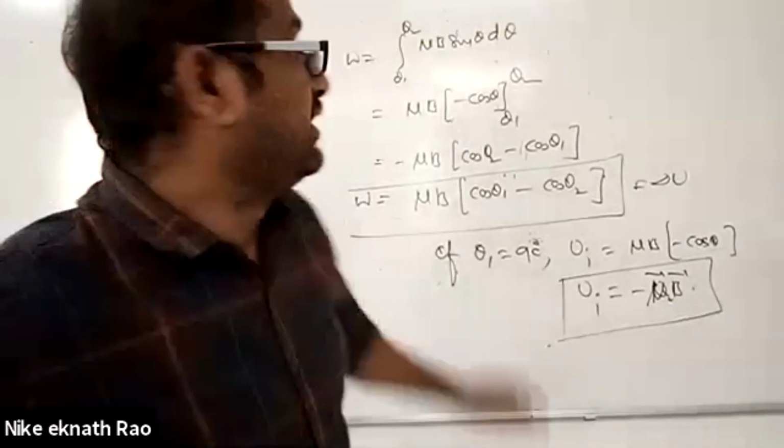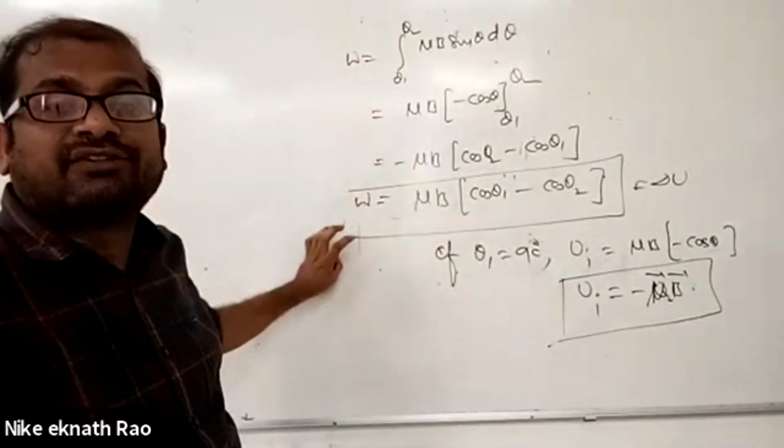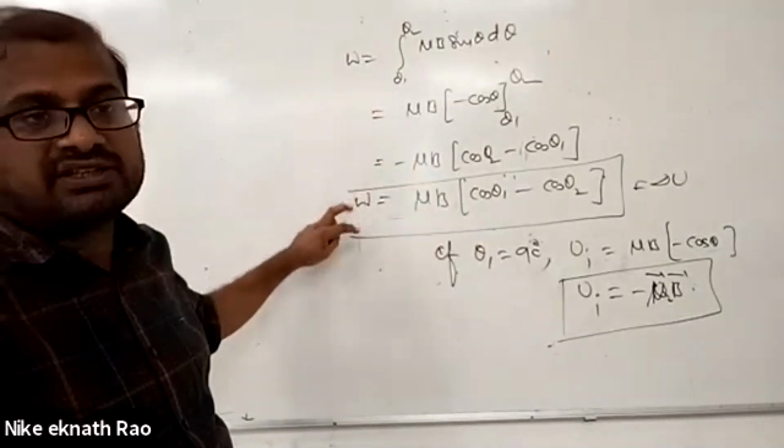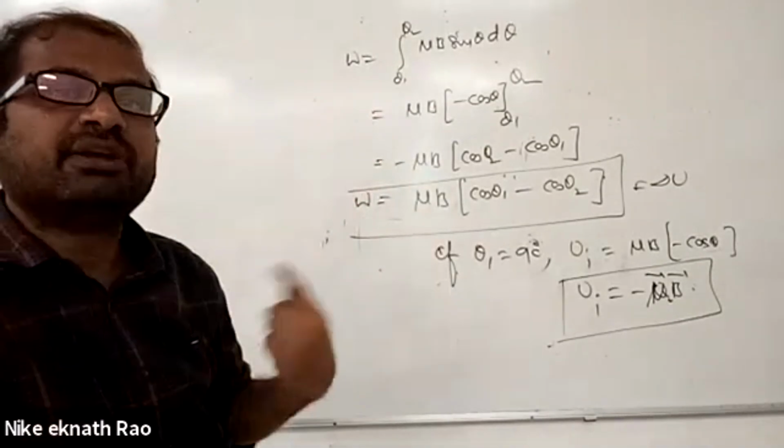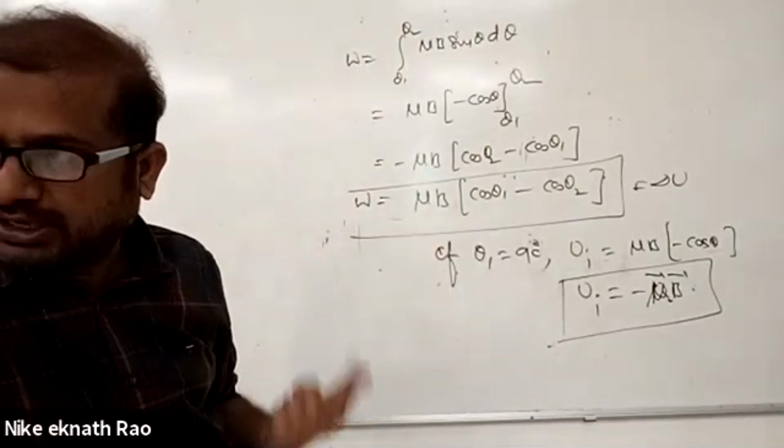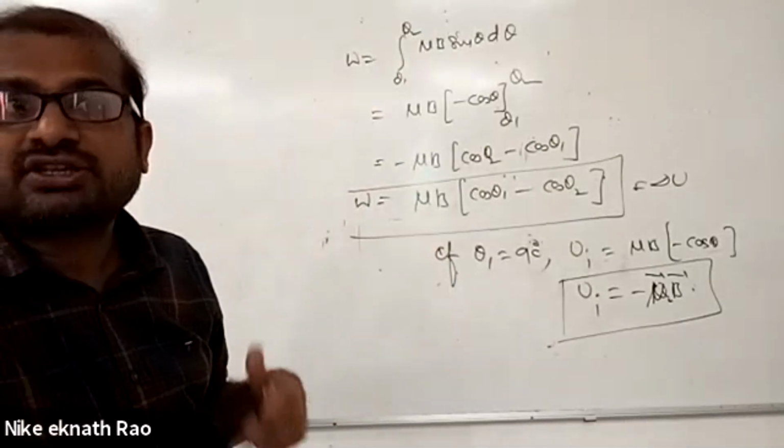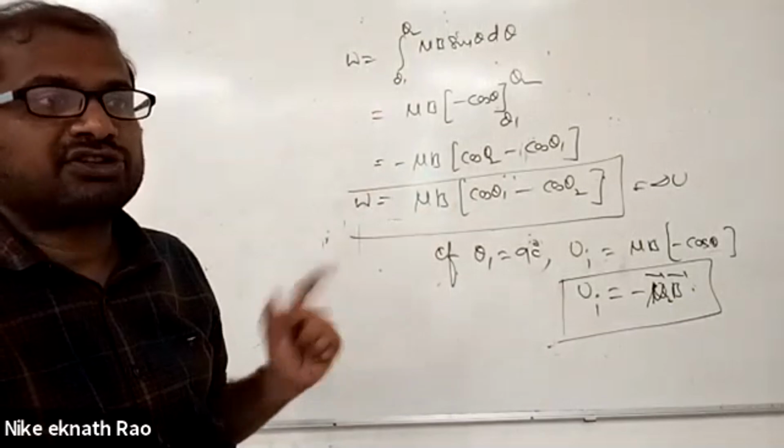See here, again the same equilibrium: stable equilibrium and unstable equilibrium. They'll be asking what is stable equilibrium? Where potential energy is minimum. Unstable means what? Potential energy is maximum.